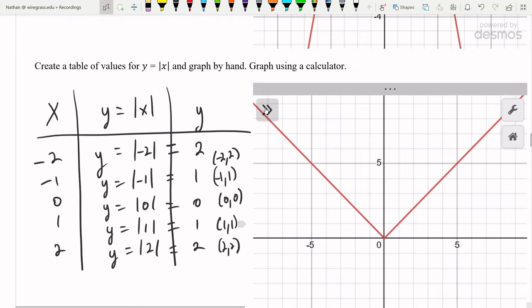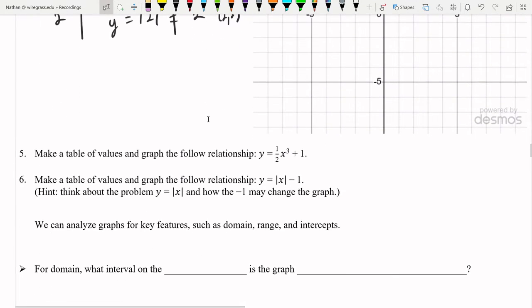Use graphing software whenever you can. Desmos.com is a fantastic one to use. It's free to use and it's powerful. So give it a try in numbers 5 and 6.